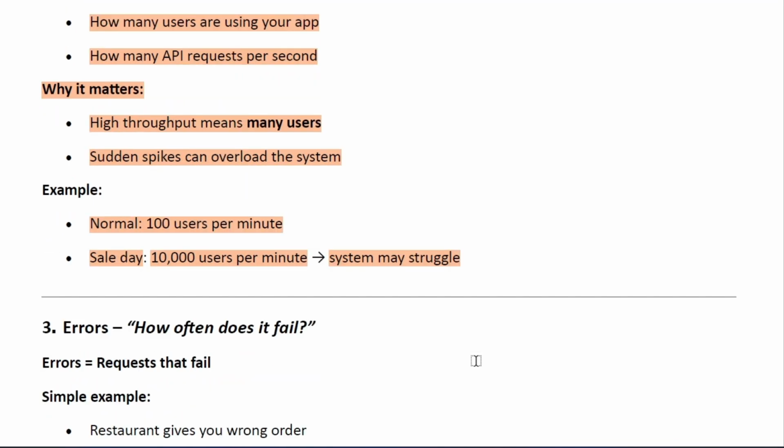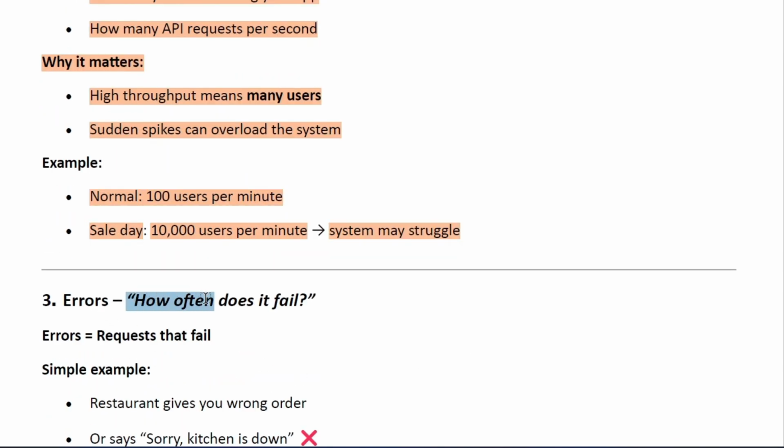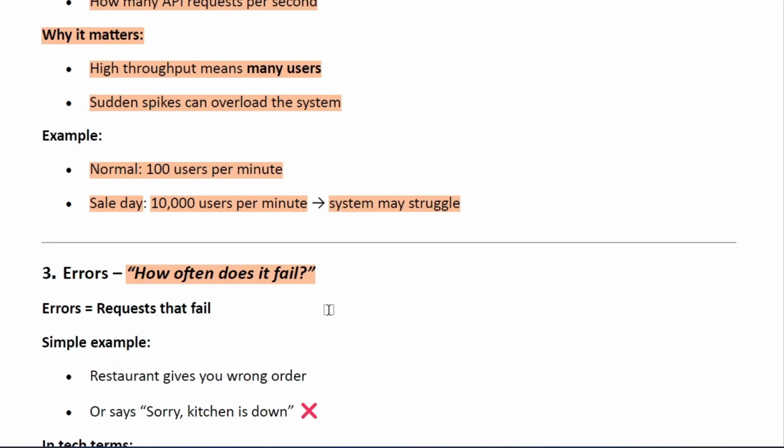The third one is error. What does error mean? How often does it fail? Whatever code we write, it's not like it works always and always. At some point of time it might fail. So how often it fails, we also need to consider.